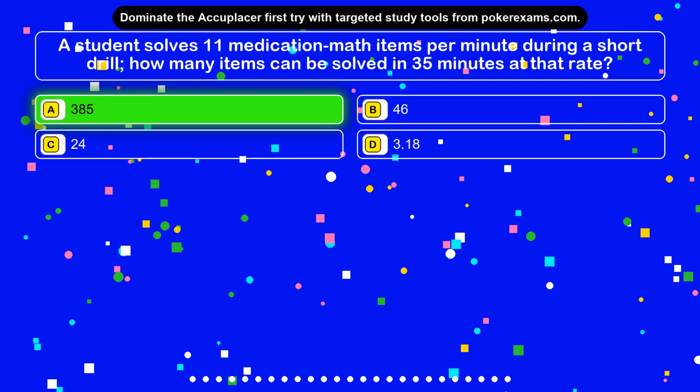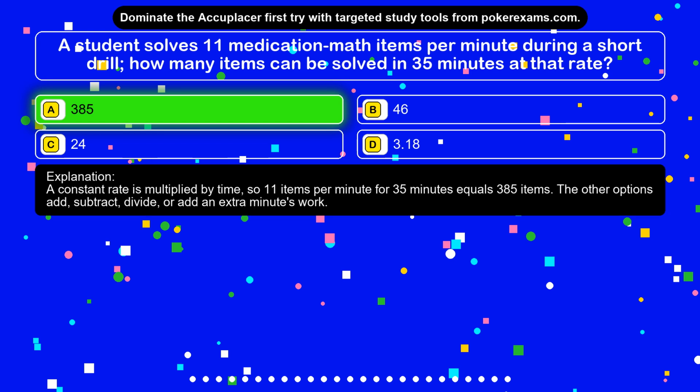The correct answer is option A, 385. A constant rate is multiplied by time, so 11 items per minute for 35 minutes equals 385 items. The other options add, subtract, divide, or add an extra minute's work.